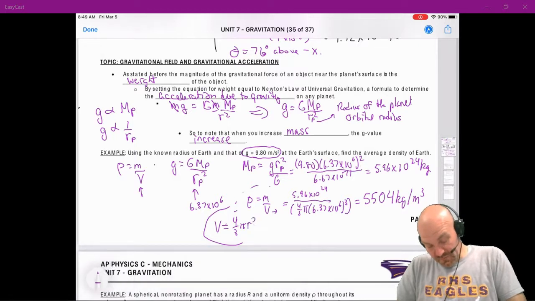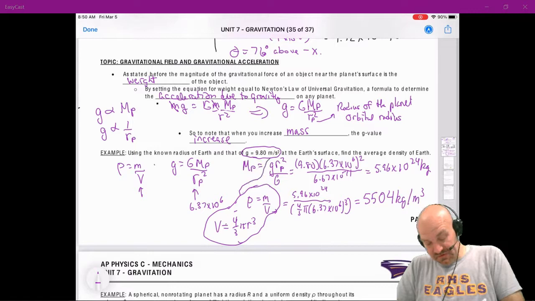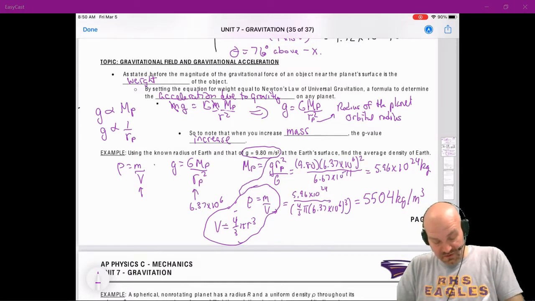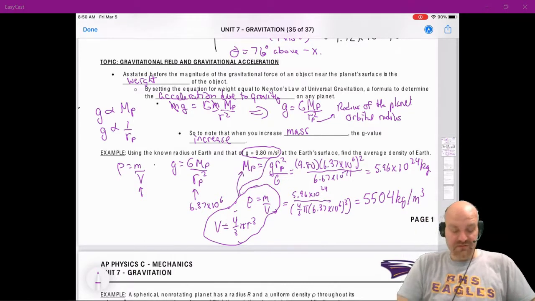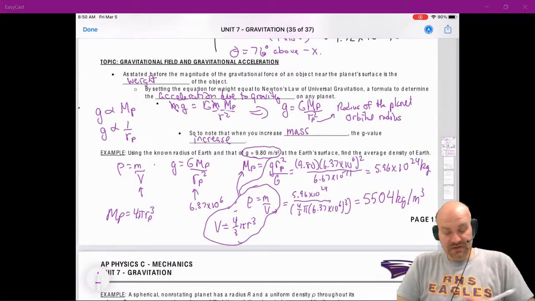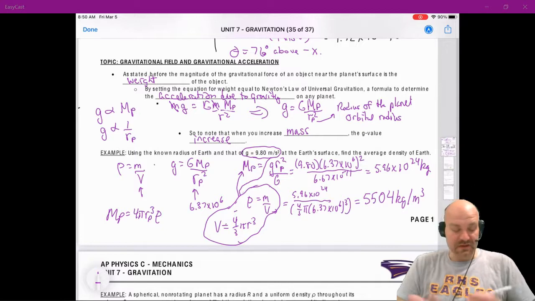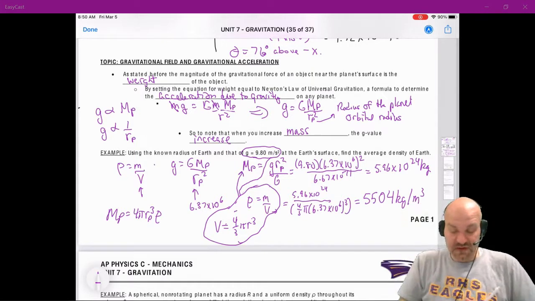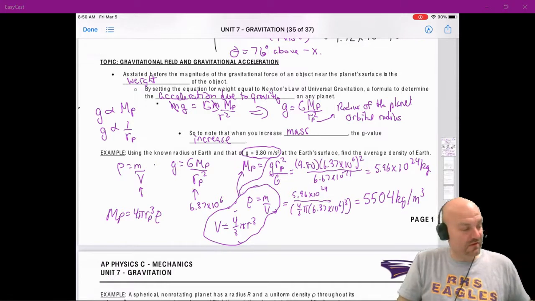So I could take all this right here, 4/3 pi r cubed, and manipulate it to plug in for mass. I'm going to say the mass of the planet is going to be 4/3 pi radius of the planet cubed times the density, and then I can plug that in. You see how the formula would have things cancel out, especially the radius of the planet. But you end up with the same answer regardless of what you use.